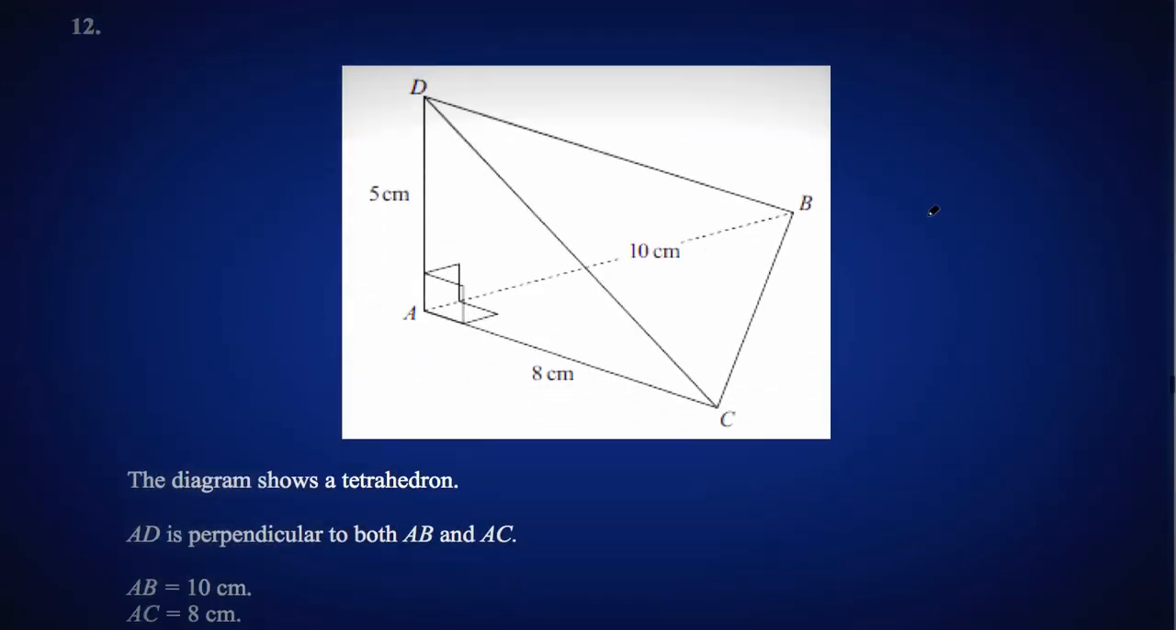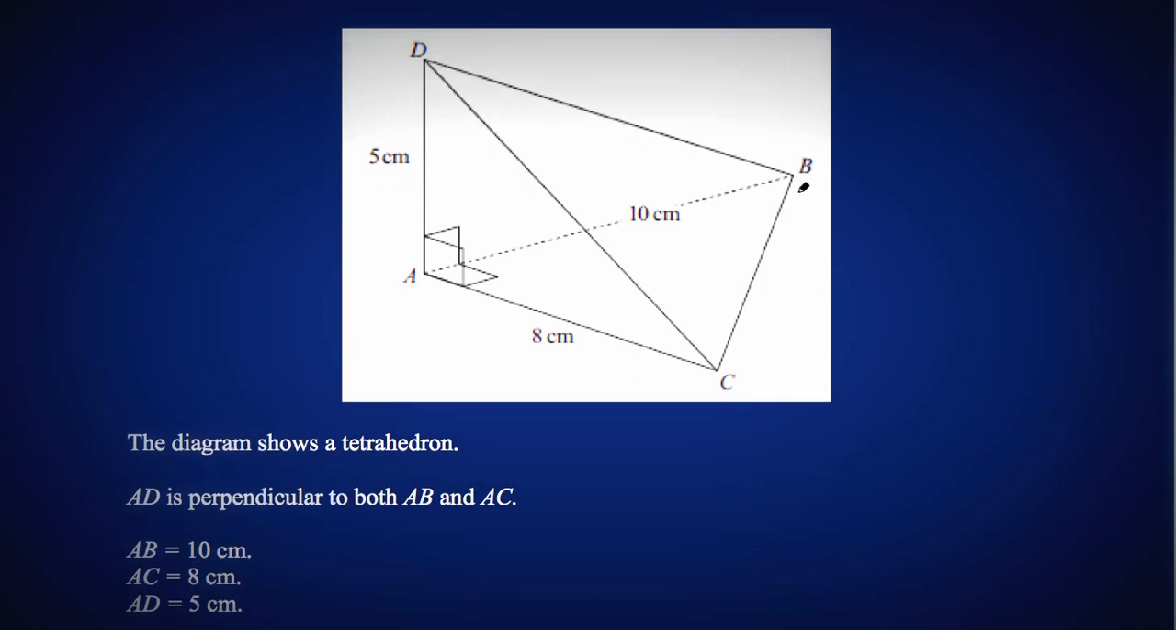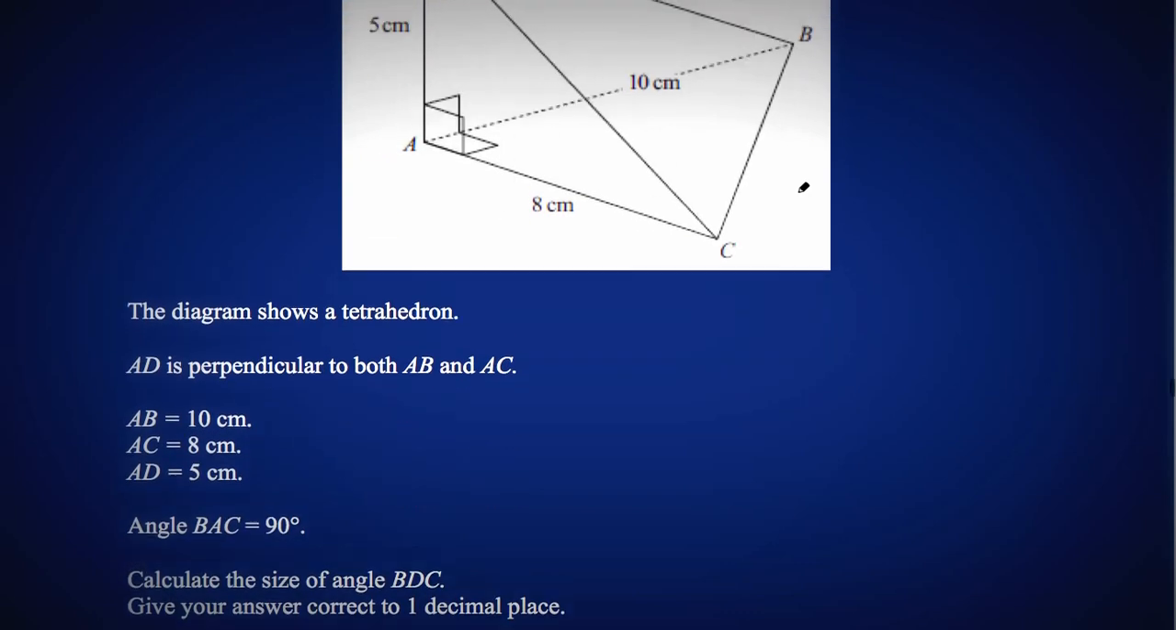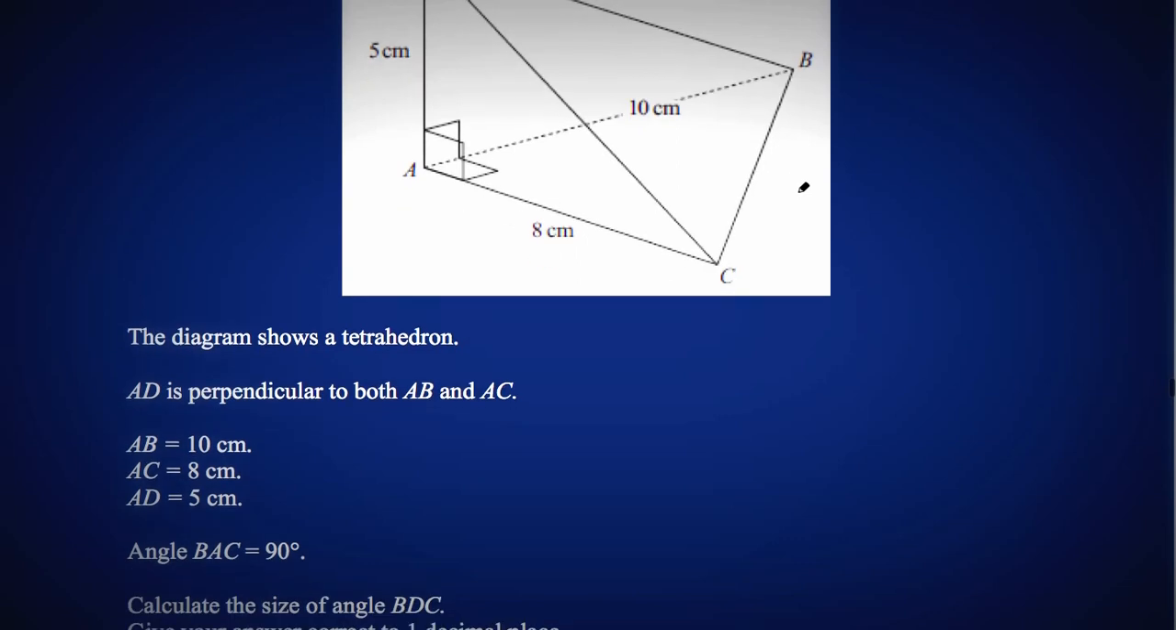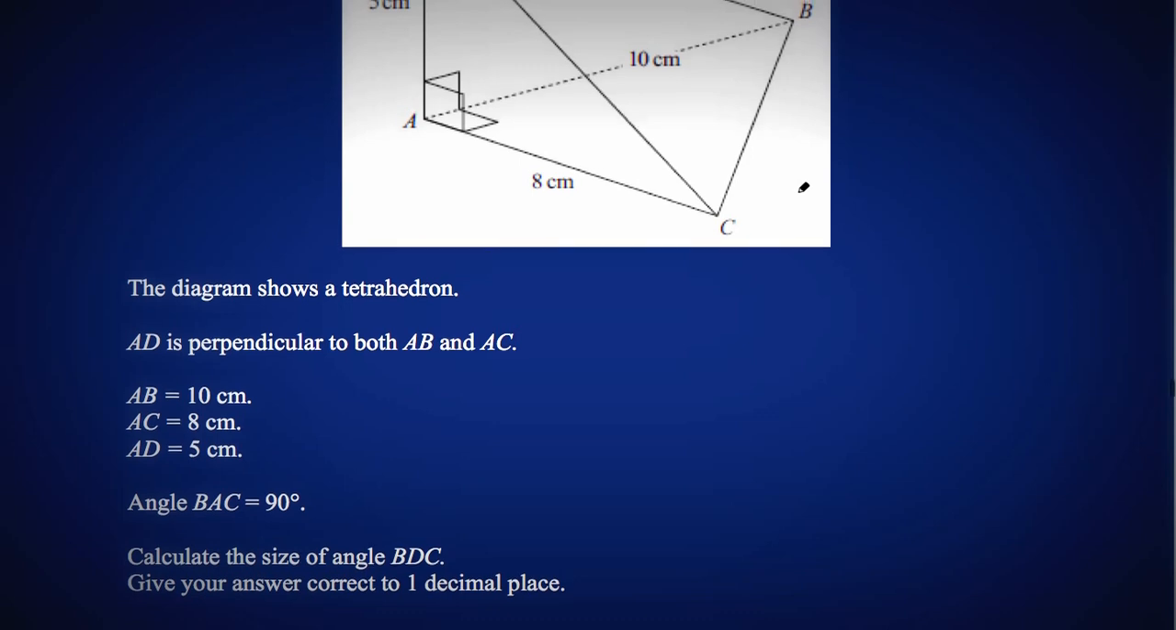Question 12. 3D, probably involving trigonometry and possibly Pythagoras' theorem. The diagram shows a tetrahedron. AD is perpendicular to both AB and AC, so as drawn on the diagram with these three right angles. AB is 10 centimeters, that's the dotted line, AC is 8 centimeters, and AD is 5 centimeters. So angle BAC is 90 degrees as well. Calculate the size of angle BDC and give your answer correct to 1 decimal place.